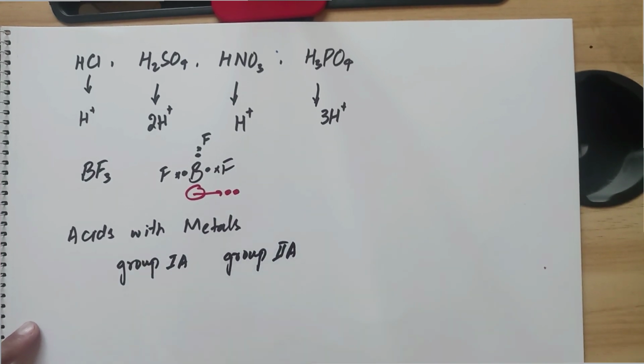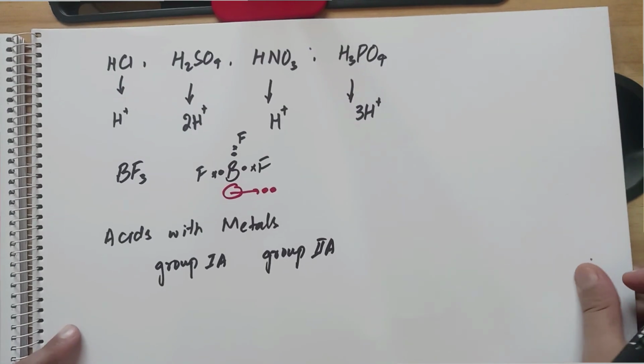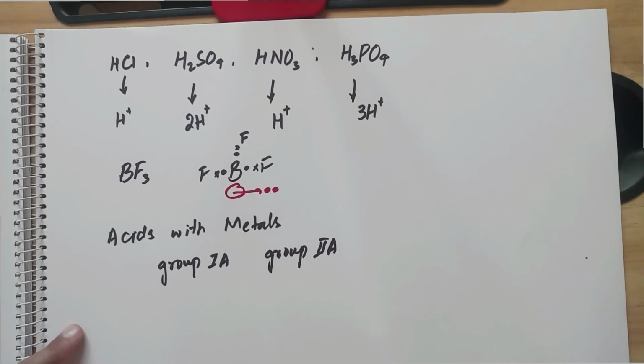Group 1 is called alkali metals and group 2 is called alkaline earth metals. These two groups are highly reactive because they have low ionization energy and a small size. So they react with acids vigorously. They immediately react with the acid to form salt and hydrogen gas.